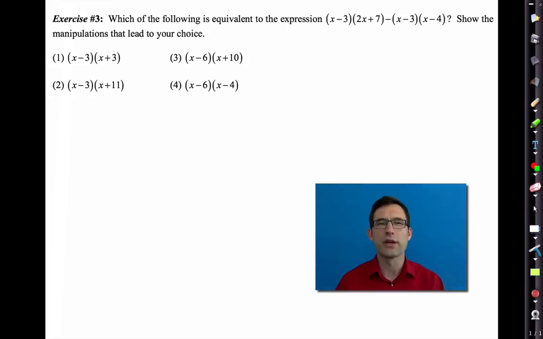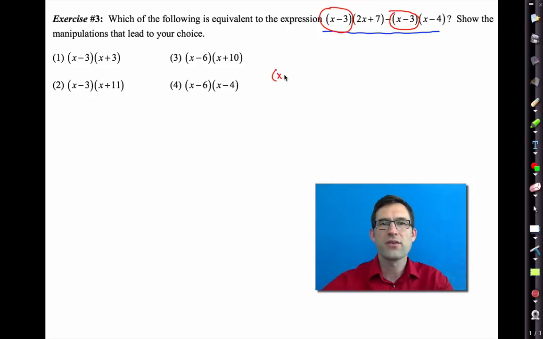Now this one's going to be a little bit trickier, all right? I'll explain why. It says, which of the following is equivalent to the expression? Show the manipulations that lead to your choice. We have to figure out which one's equivalent to this. All right, so let's look at what's common here. We've got x minus 3 and x minus 3. So I'm going to factor that x minus 3 out. Okay, and what I'm going to be left with is 2x plus 7 minus x minus 4.